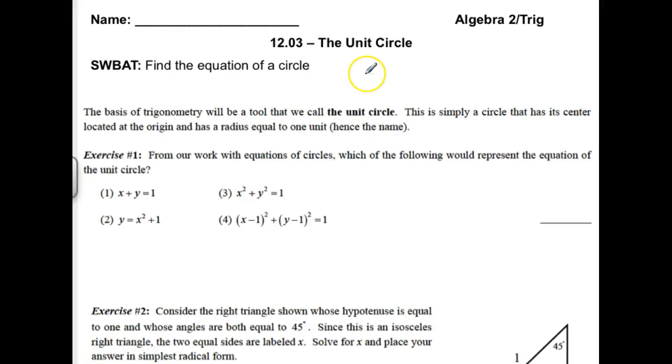Here we go with 12.3. It's the unit circle. So our objective is that students will be able to find the equation of a circle, which we did, and a simple review from geometry. So the basic of trig is a tool called a unit circle, which is utmost important.